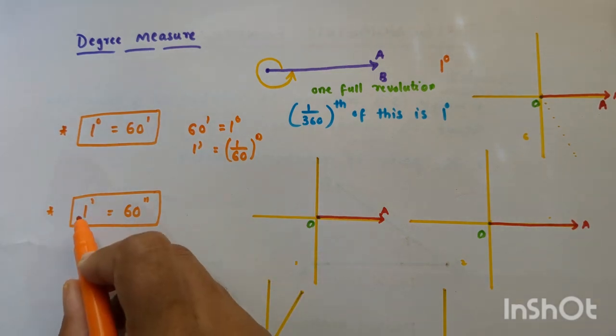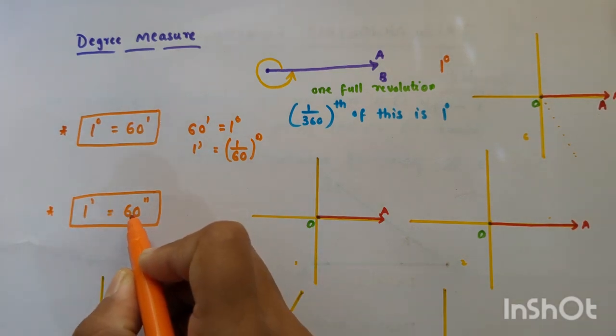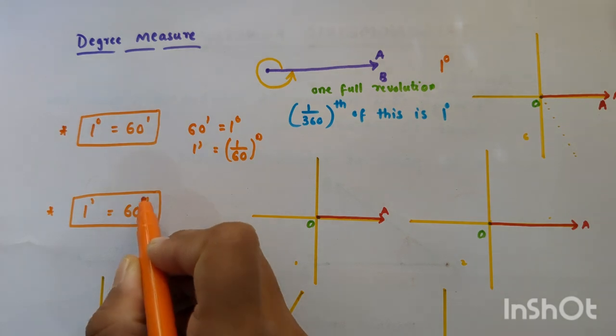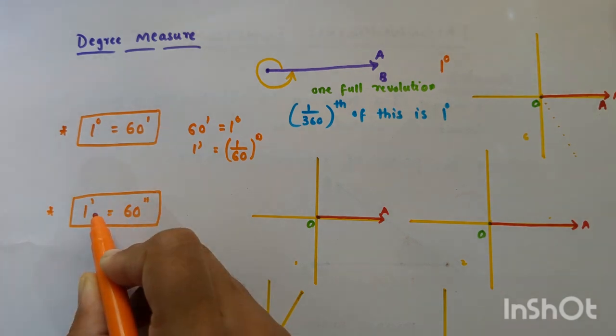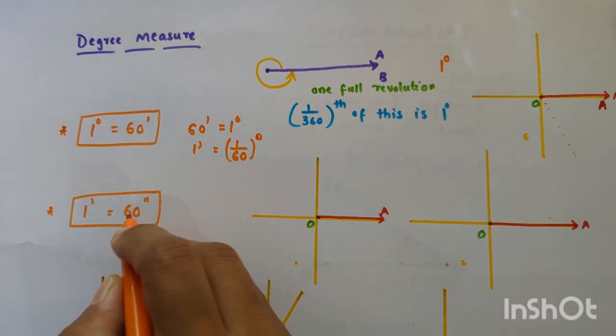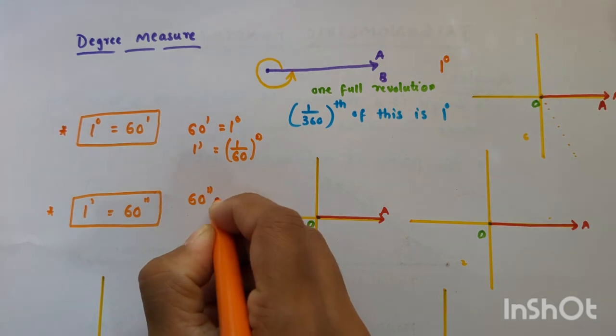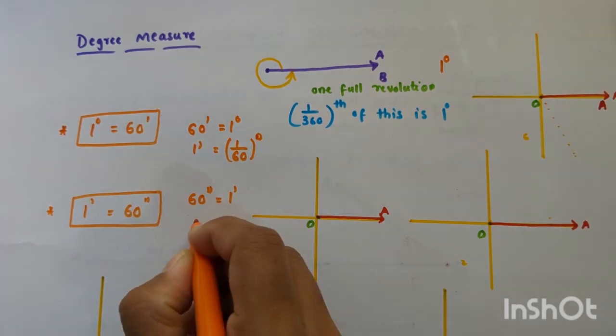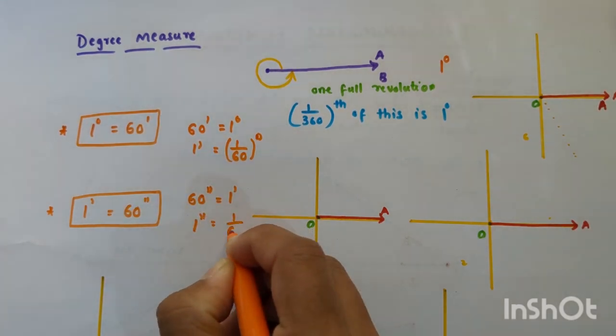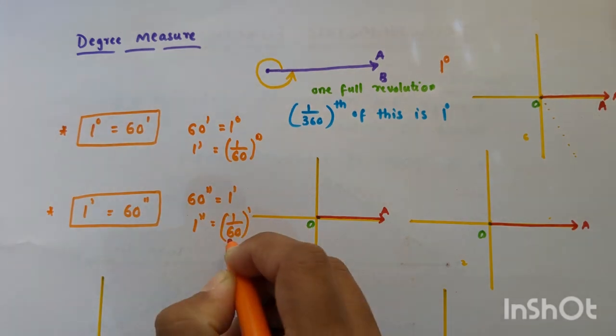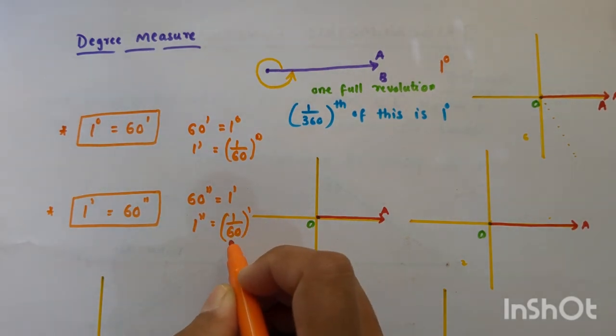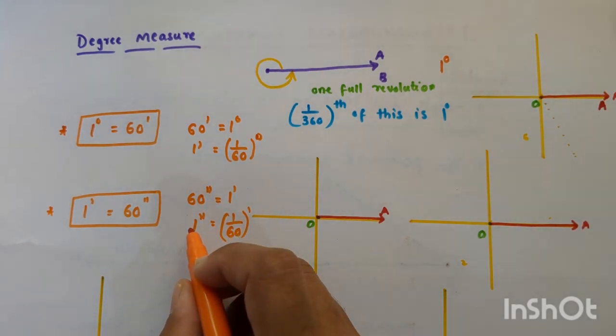And 1 minute is divided into 60 seconds. This is how we represent seconds. That is, 60 seconds is equal to 1 minute. So 1 second is equal to 1/60 minute. That is, 1/60th of a minute is called a second.